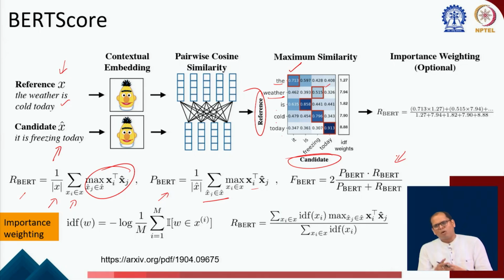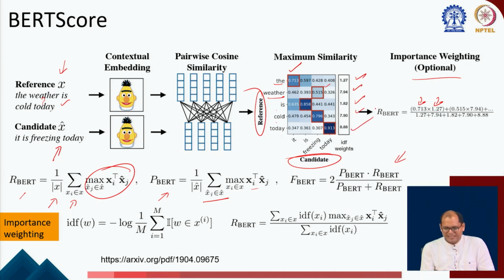Now people have also tried using some term weighting, because not all the terms are equally important. Words like "the" and "is" are stop words. They are not as relevant as "weather" and "cold." So you should focus more on the topical words. You can use the concept from TF-IDF: you have the max similarity and multiply it with the IDF of the word.